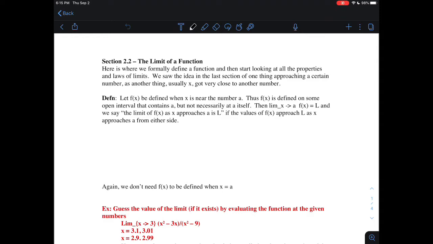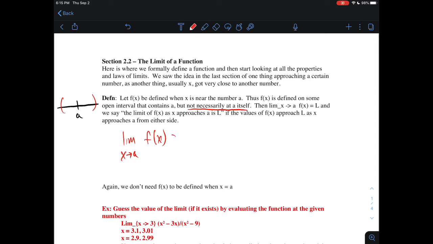So as our definition, we will say that f of x is defined when x is near the number a. Thus, f of x is defined on some open interval that contains a, which really just means if you think of the horizontal axis, you'd have at some point a somewhere, and this is saying that f of x is defined on an interval of numbers around that value of a. But we don't have to have the function defined at a itself. That isn't necessary.